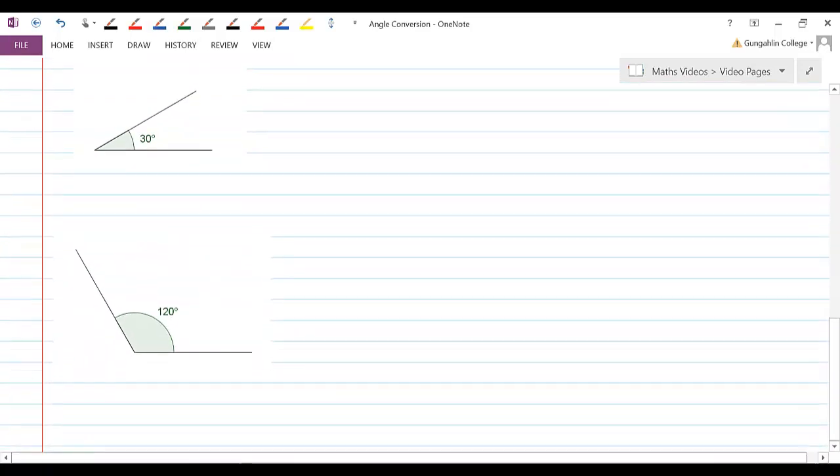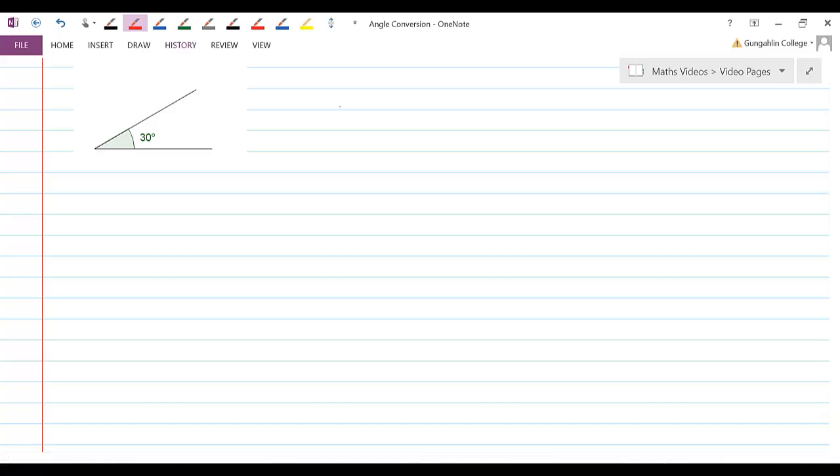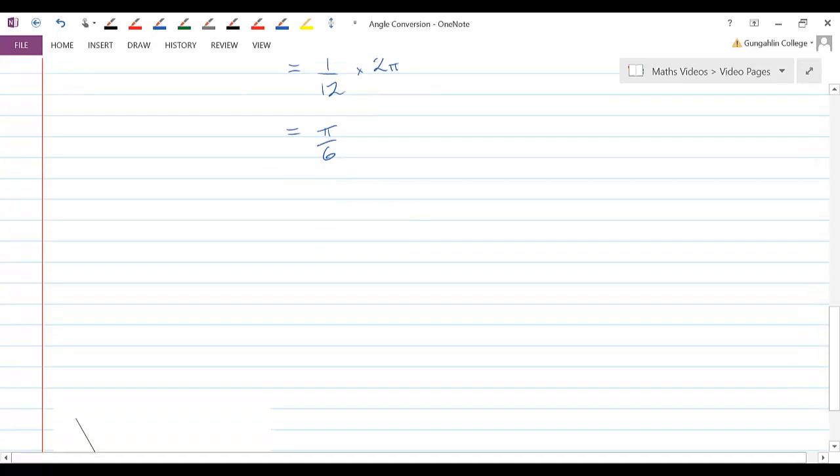Let's try a couple more examples. 30 degrees. Well, 30 degrees, 3 of them would fit in a right angle, and there'd be 4 right angles in a full revolution. So this is 1/12 of a circle. 1/12 of 360 degrees. From there we replace the 360 with 2 pi. And working that out, 1/12 of 2 pi is pi on 6 radians.